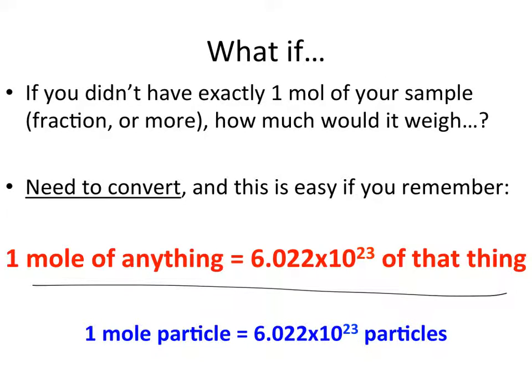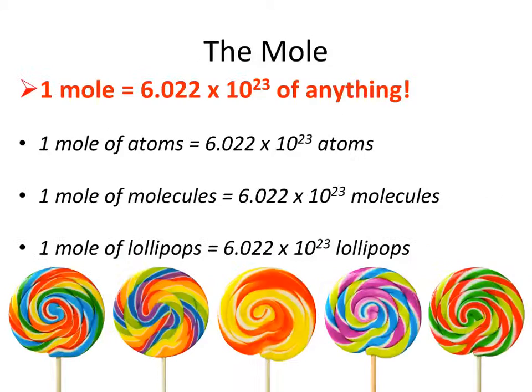1 mole of anything you choose, so any kind of particle, is equal to 6.022 times 10 to the 23 of that thing. So again, if we're talking about 1 mole of marbles, 1 mole of chocolate bars, 1 mole of water molecules, it will be 6.022 times 10 to the 23. So again, anything. 1 mole of anything is equal to 6.022 times 10 to the 23 of that thing. The best one is lollipops.